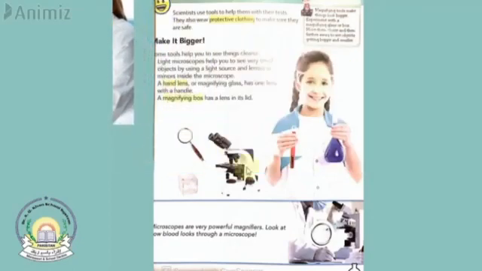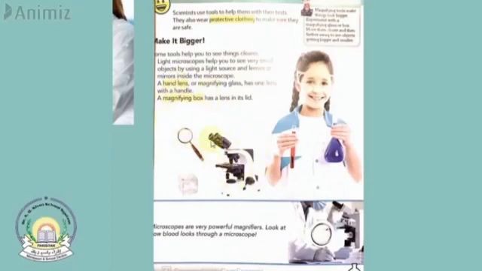Okay, so some tools help you to see things clearer. Light microscopes help you to see very small objects by using a light source and lenses or mirrors inside the microscope. So these are microscopes. You can see through these lenses, and you place a slide over here, and you can see through these three lenses. They are going to zoom in. Also, there are light microscopes which zoom in on the object and also throw light on the object, which makes things bigger and easier for you to see.